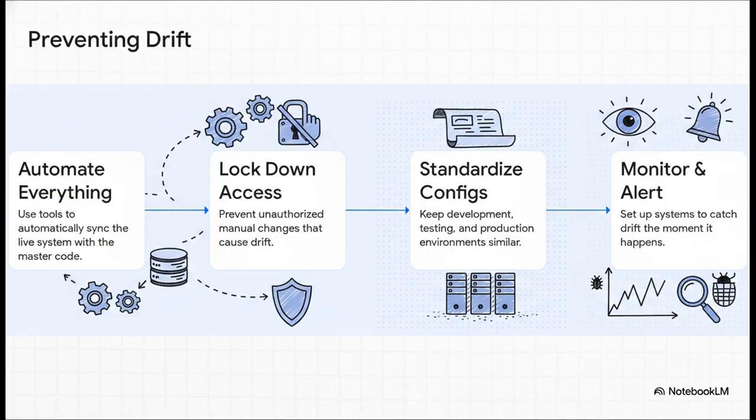So the overall game plan for preventing drift really comes down to 4 big ideas. 1. Automate everything you possibly can, so there's no room for human error. 2. Lock down access, so people can't just go in and make manual changes on a whim. 3. Make sure all your environments, from testing to the real thing, are as identical as possible. And 4, like we just saw, you monitor everything all the time, so you can catch drift the second it happens.